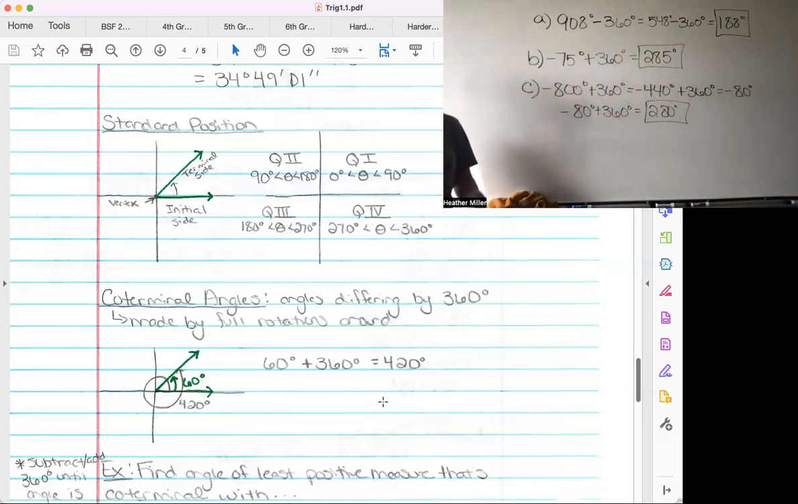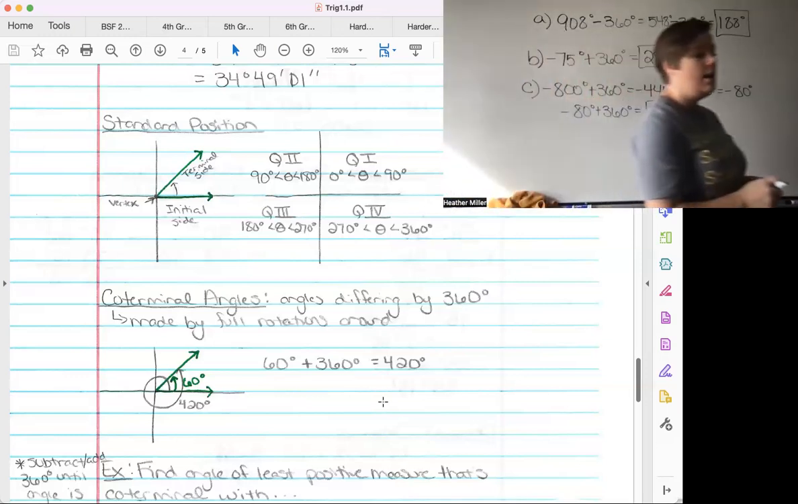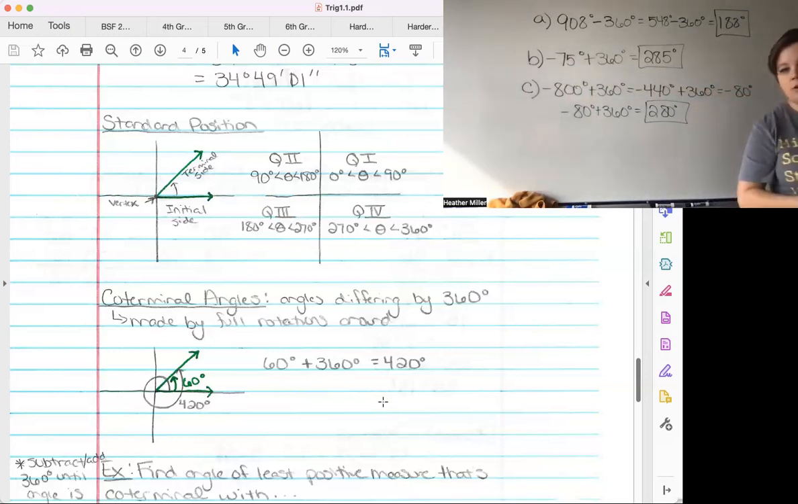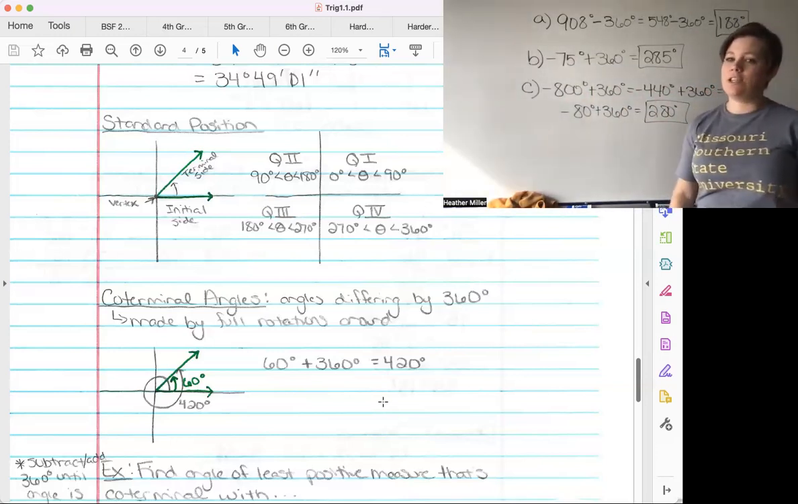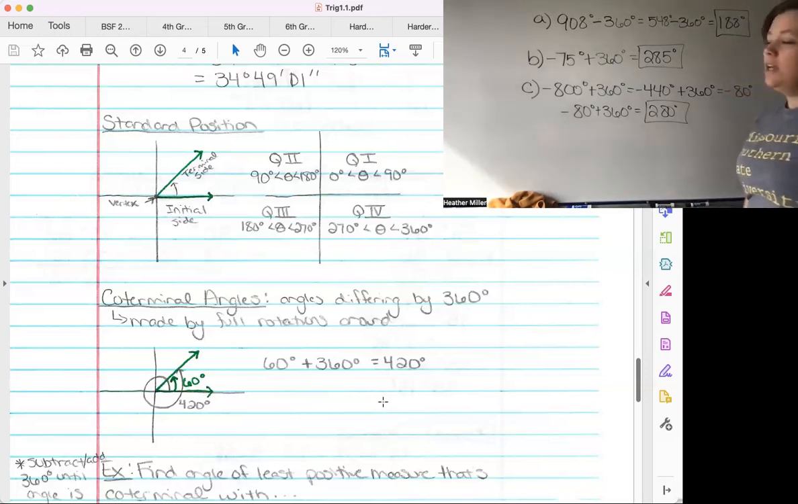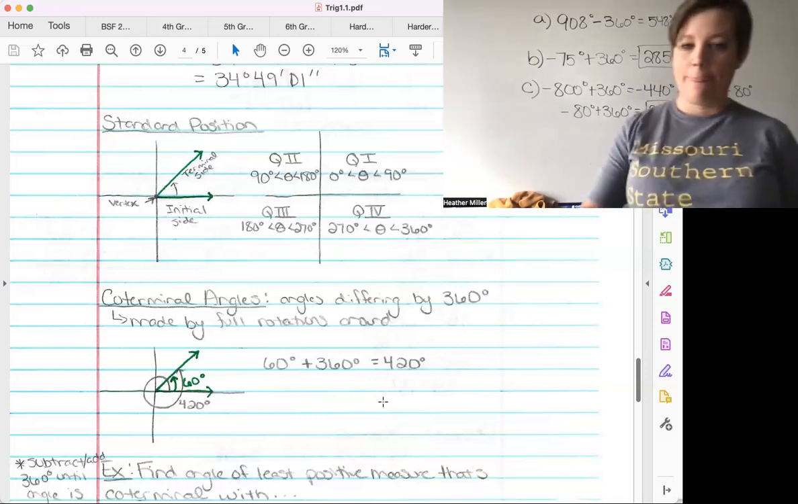So if they give you a positive number, you're going to subtract until you get the smallest you can get that is still positive. If they give you a negative number, you're going to add 360 until you get to the first positive number that you get to. And that's how we find the coterminal angles, and we use them to find the least positive angle.